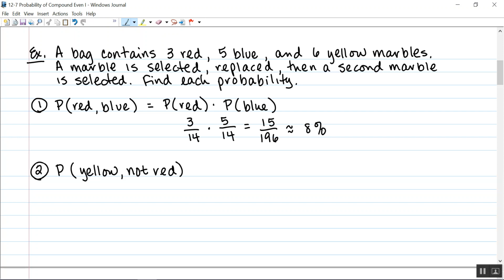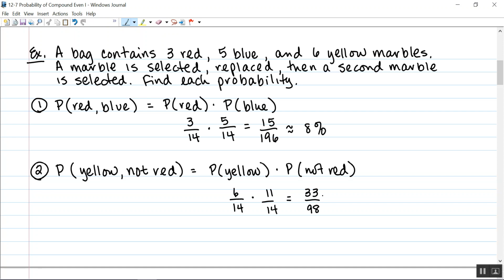Second example, what's the probability of drawing a yellow marble and then a marble that's not red? So that's going to be the probability of yellow times the probability of not red. So the probability of a yellow marble is 6 out of 14 because there are 6 yellow marbles, and the number of marbles that are not red would be the number of blue plus yellow, or 11 out of 14, and that's equal to, if you do a little canceling, you'll get 33 over 98, which is approximately equal to 34%.